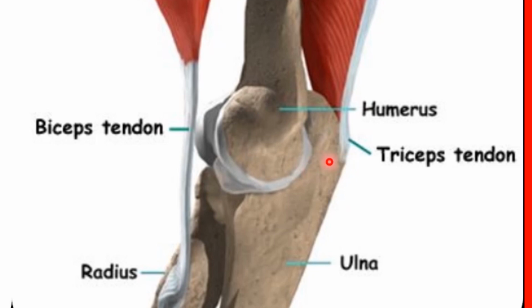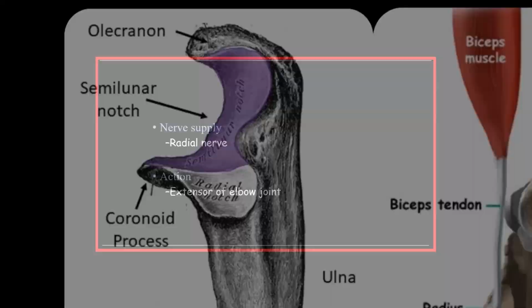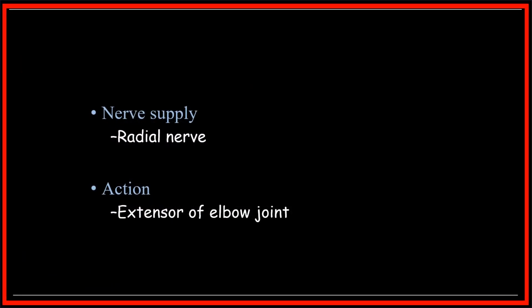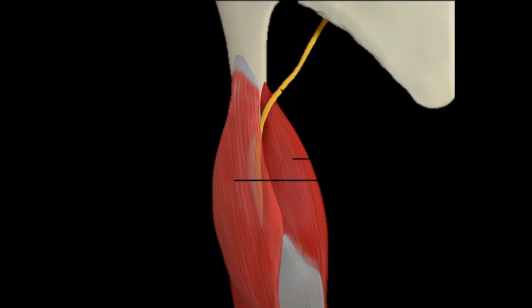So this is the point of insertion of the triceps brachii. Nerve supply, as we noted earlier, is the radial nerve, and here is the radial nerve. So where is the radial nerve coming from? The radial nerve is actually the biggest, deepest branch of the brachial plexus. Which cord of the brachial plexus? The posterior cord.